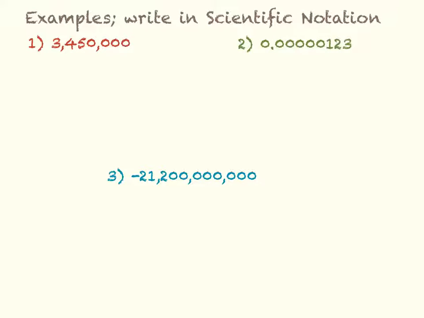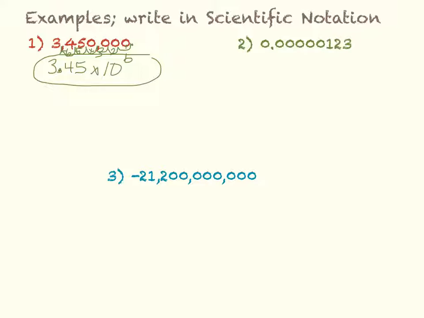So let's do a few more examples here. This first example, we have 3,450,000. I'm going to start by putting my decimal at the end. Now I have to move it so that I only have one number to the left. So that would be the 3. It's going to be 3 point something. So I need to move the decimal 1, 2, 3, 4, 5, 6 places. So 3.45 is going to be my decimal times 10, and I moved it 6 places to the 6th power. And because I moved it to the left, it is a positive big number. I'm going to leave that as a positive number. So that's my final answer.